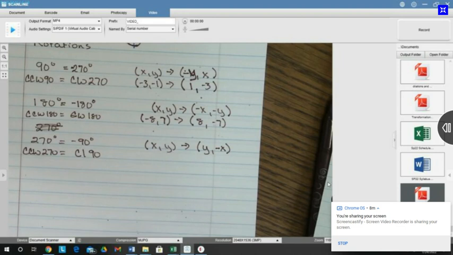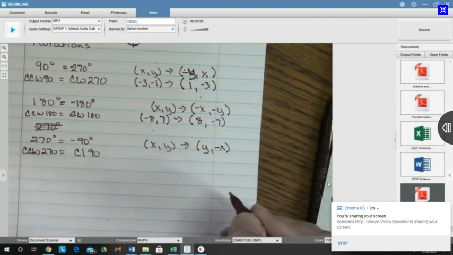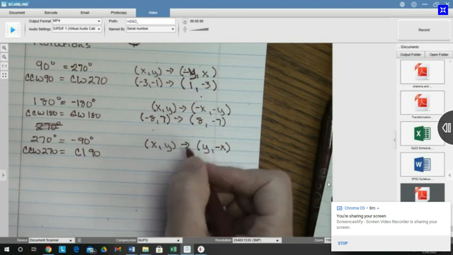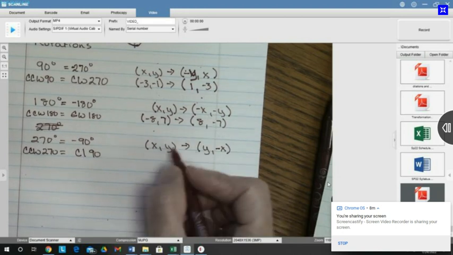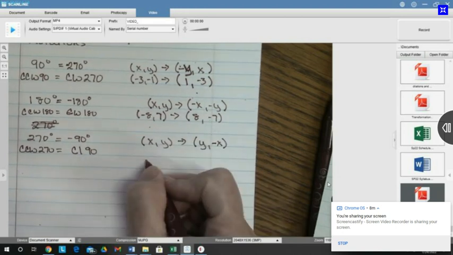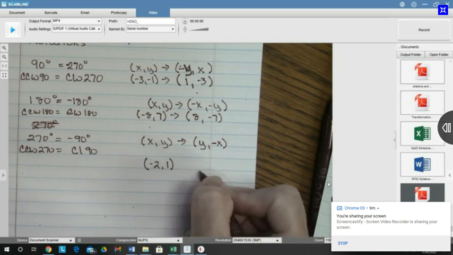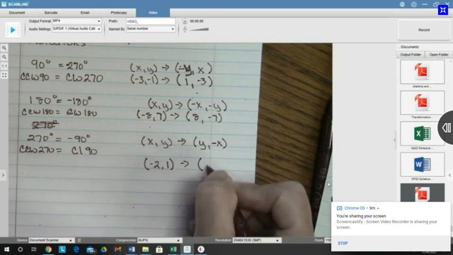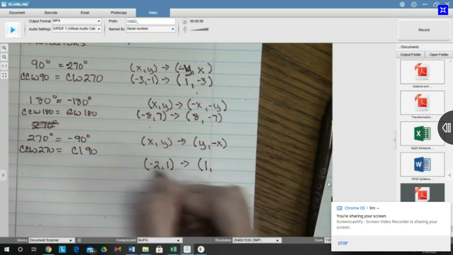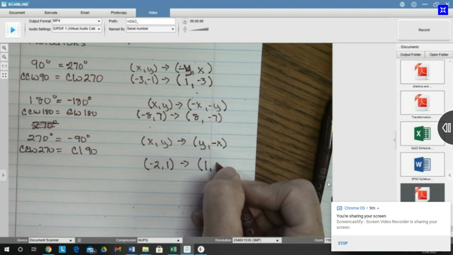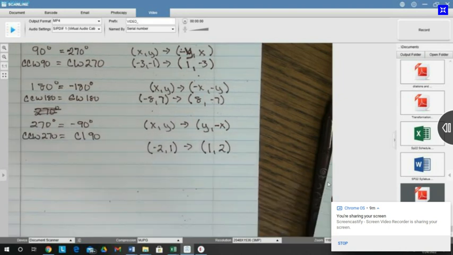Again, I'm going to let you use these rules while you're taking your test, so you want to have them written down. So if I have (-2, 1), we'll put that 1 first, and that -2, I need the opposite, so the -2 becomes a +2. (1, 2). Okay.